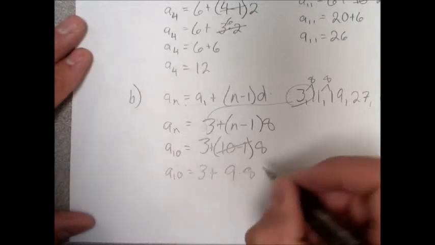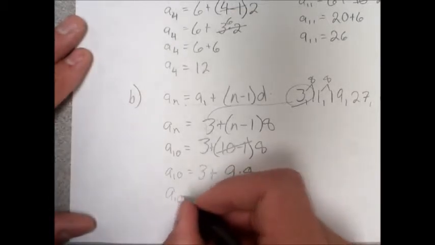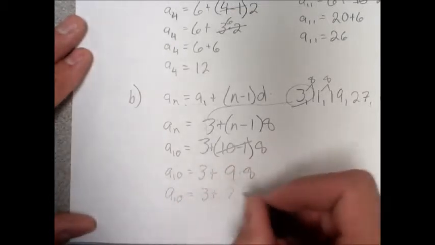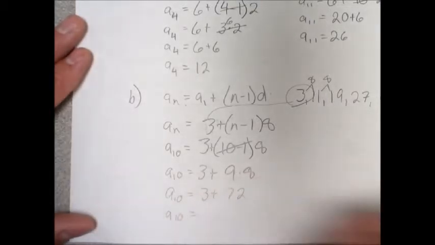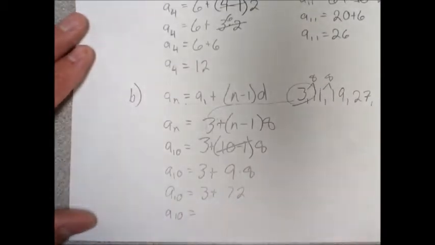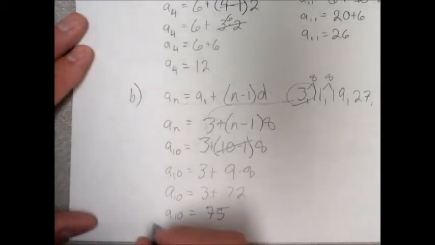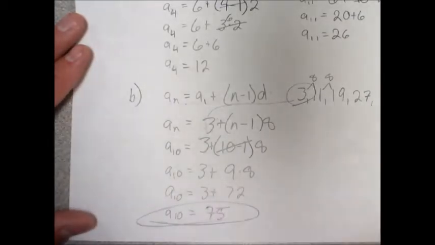9 times 8. So we are left with 3 plus 72. What is it? 75. And we're done. The 10th term in the sequence is 75.